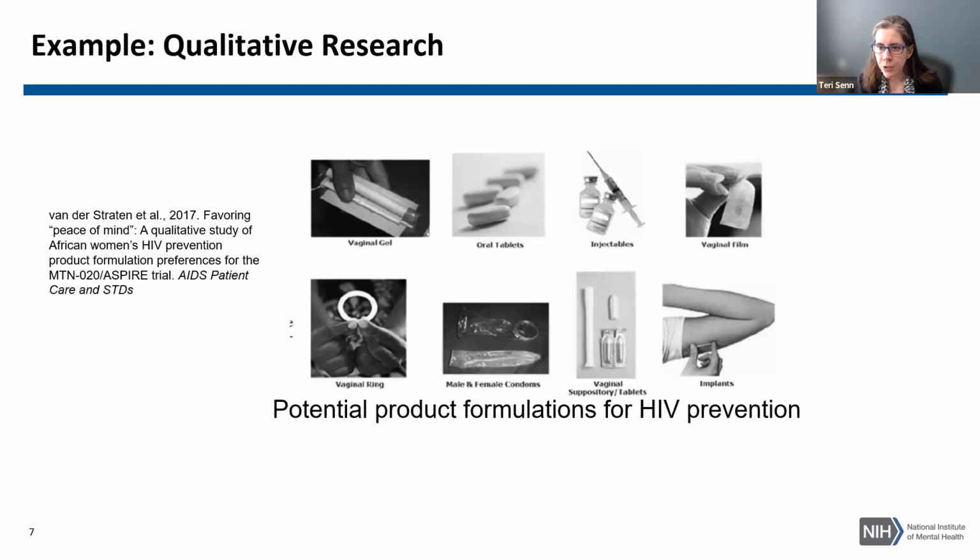Women were presented pictures and descriptions of different product formulations and asked about their product preferences and factors that contributed to these preferences. And they found that participants preferred long-acting HIV prevention products, including rings, implants, and injections, due to the continuous protection they offered, their ability to use these products discreetly, and lack of worry over missed doses. Participants did not prefer oral tablets, largely due to daily dosing and HIV stigma.